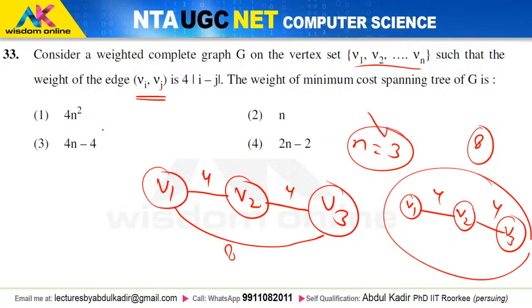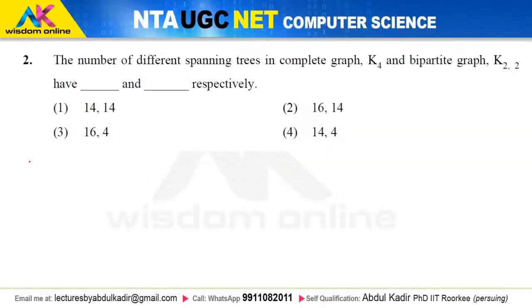Just see which option is correct. This option is not correct. This option is not correct. This option is not correct. Let's see this. So this option is correct. The answer will be option 3. So this is how you can solve this question very easily. Just take n equal to 3 and you can solve it. Anyway, this MST question, minimum spanning tree question, you will again see in the algorithm subject.